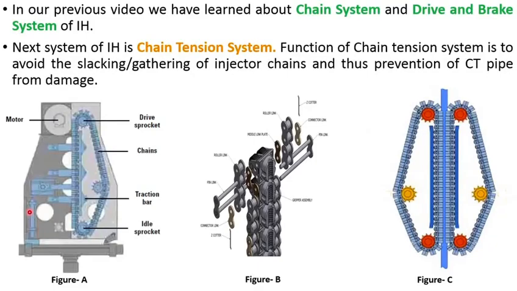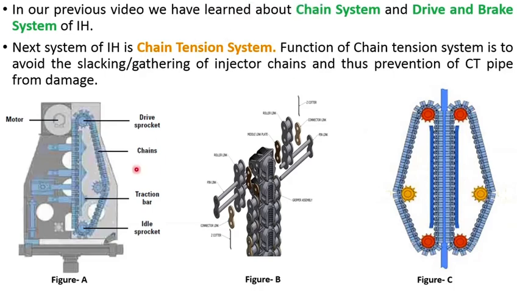In our previous video, we have already discussed the two systems of the injector head, that is the chain system and the drive and brake system. Now the third system which we will discuss in this video is the chain tension system. The chain tension system is used to keep the chain in a straight and tight position, because if the chain gets loose, it will bite the coiled tubing pipe it holds inside it.